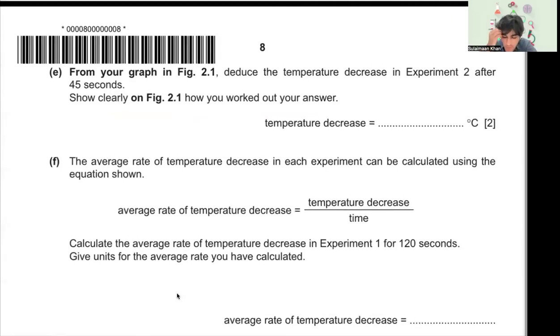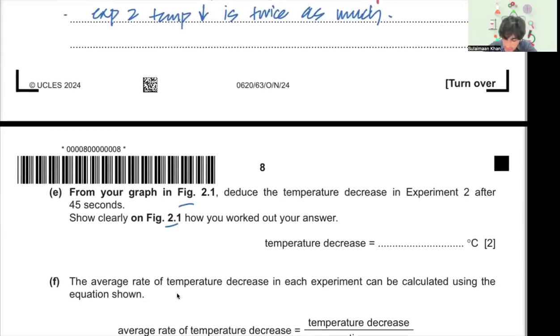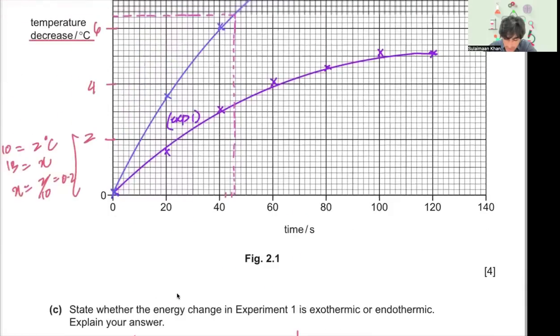From your graph in 2.1, deduce the temperature decrease in experiment 2 after 45 seconds. Show clearly. See, it's a 2 mark question: one to show it and one to write it. So showing it clearly. After what? 45 seconds in experiment 2.